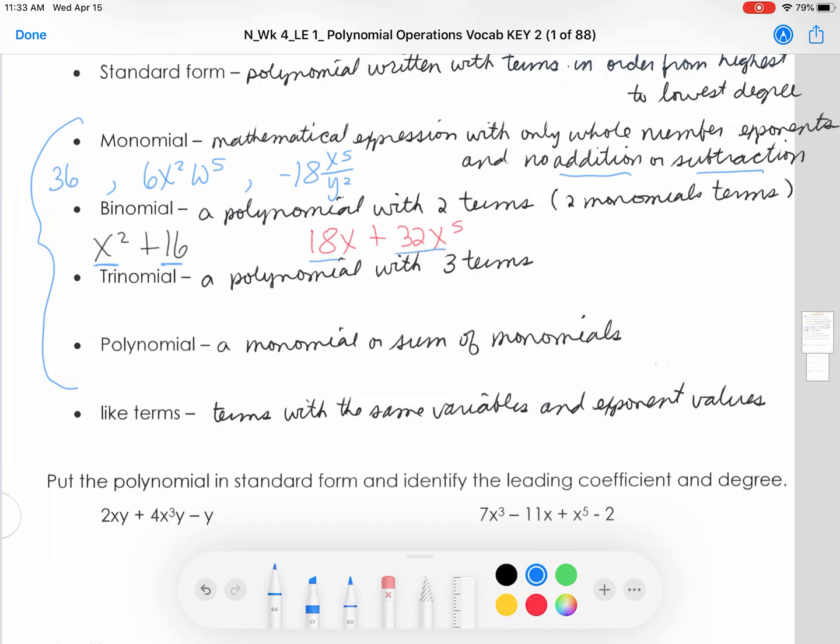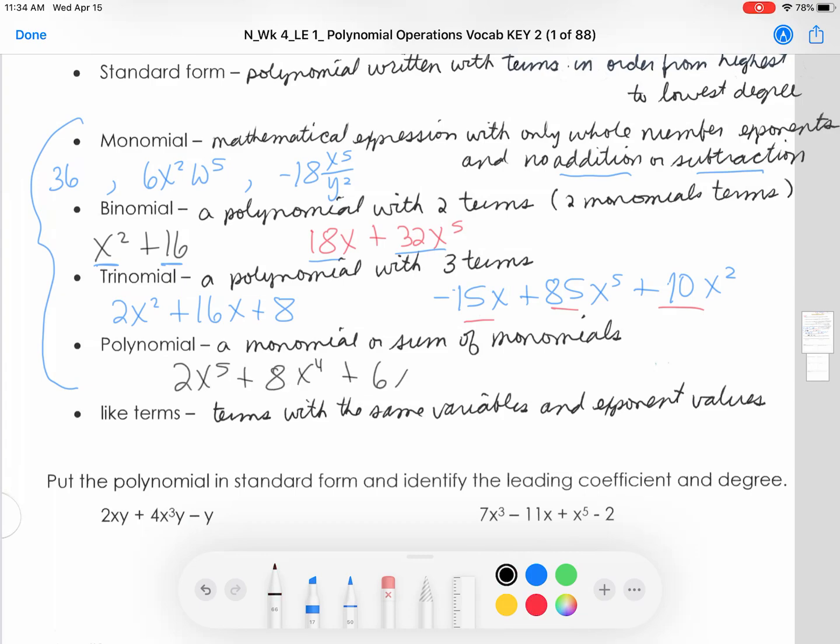A polynomial with three terms is a trinomial, so something like 2x squared plus 16x plus 8, or something like negative 15x plus 85x to the fifth plus 10x squared. That has three terms. It would be a trinomial. A polynomial is any of those three, or a polynomial could have more terms. So a polynomial could be something like 2x to the fifth plus 8x to the fourth plus 6x cubed minus 3x squared minus 9. That would be a polynomial.